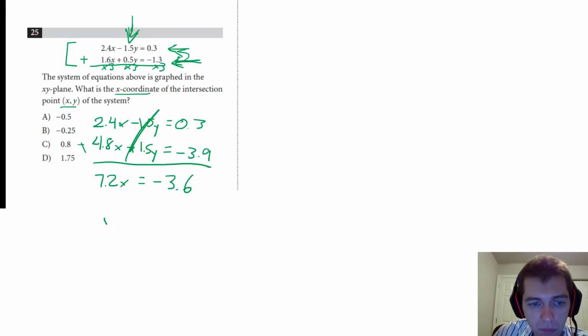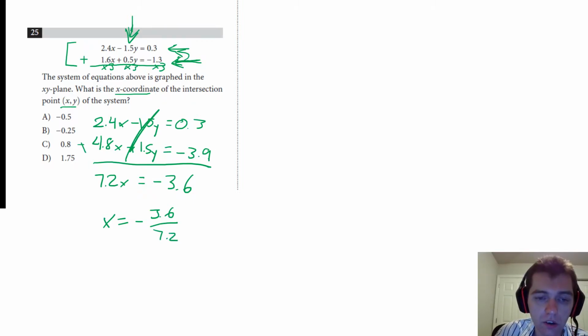Divide both sides by 7.2 and that will give you x is equal to negative 3.6 divided by 7.2. Calculator section, you can plug it into your calculator, or you can just see that that is equal to negative 1/2, which is equal to negative 0.5, which means that A is your correct answer.